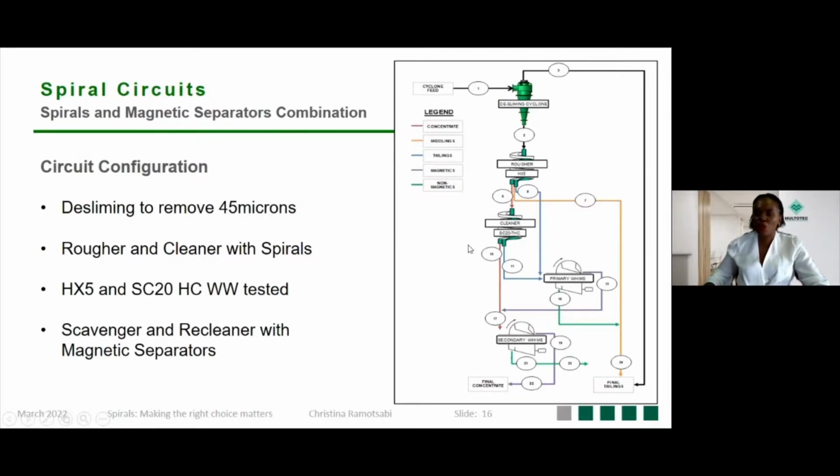So just a little bit on the flow. The rougher tail, together with the cleaner tail, was sent to a primary WIMS to do the scavenging. And because the product from the cleaner was not at the desired product specification, the concentrate from the primary WIMS was combined with the cleaner concentrate and sent to a secondary WIMS for further cleaning.